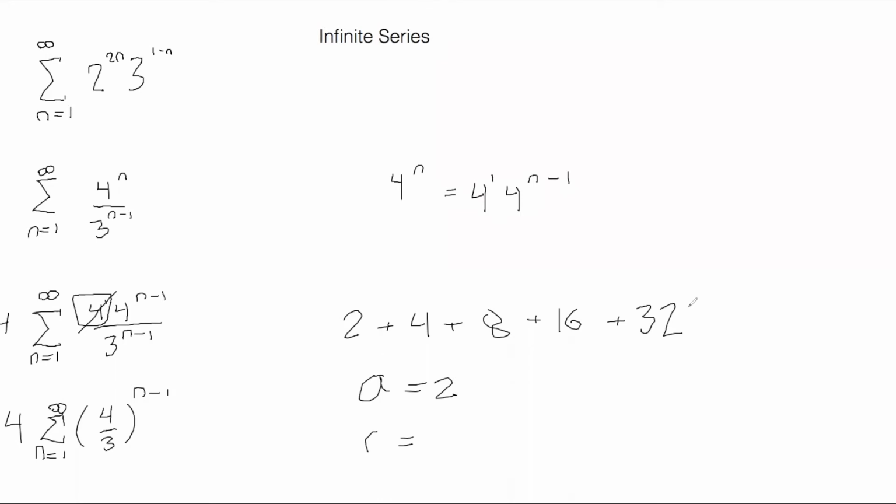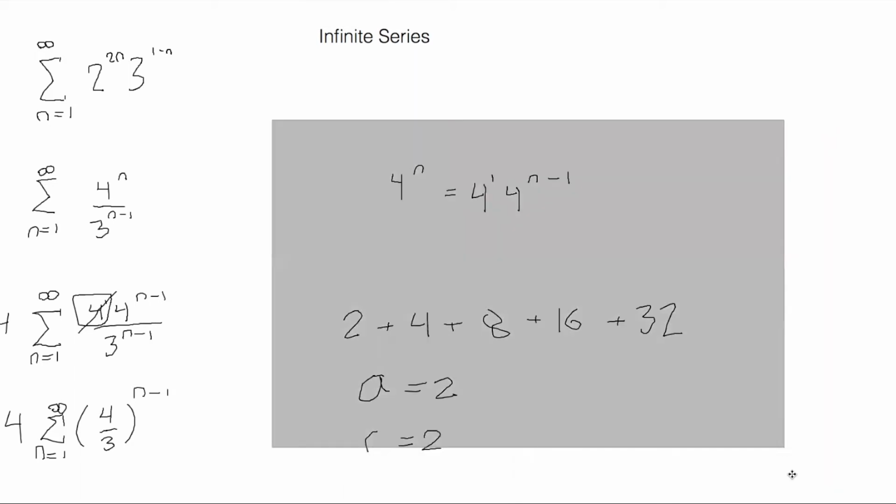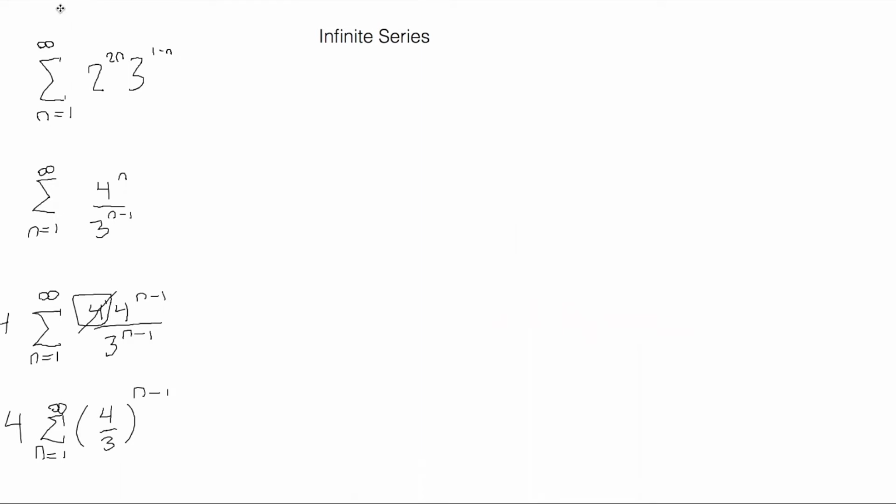Really sorry about that. I'm glad I caught that. So the common difference still applies. 8 times 2 is 16. 16 times 2 is 32. And then we go to 64 and so on and so forth. So every number we get is the product of 2 and the previous element. So R, the common difference, is 2. So that's what A and R mean in the context of an infinite geometric series.